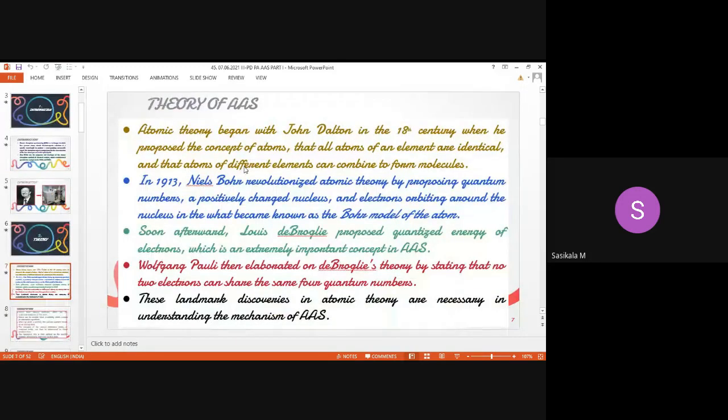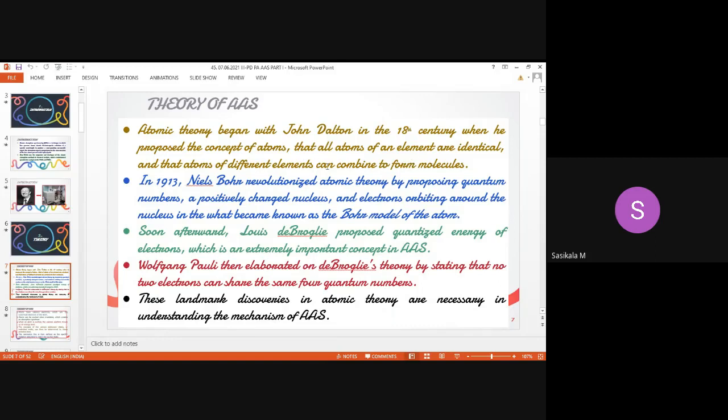Now we'll discuss briefly about atomic absorption spectroscopy. Atomic theory began with John Dalton in the 18th century when he proposed the concept of atoms, that all atoms of an element are identical, and that atoms of different elements can combine to form molecules.